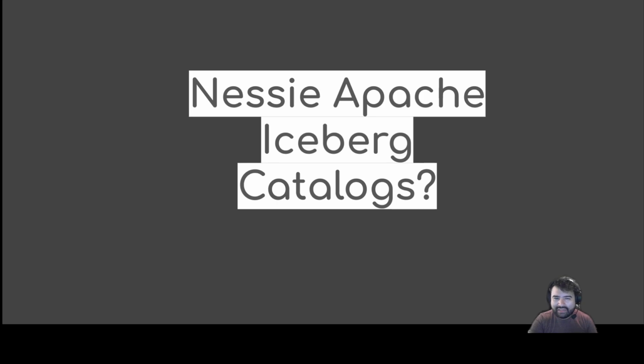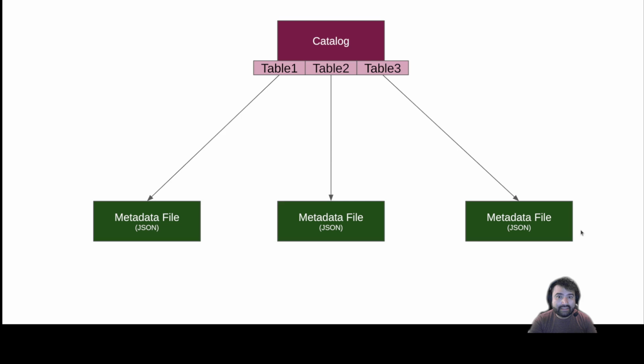So let's talk about a really important, but oftentimes neglected part of the whole Iceberg story, and that's the story of Apache Iceberg catalogs. They play a very large role. And we'll talk about a special catalog called Nessie, but we'll get there. First, let's just talk about the mechanism of a catalog.